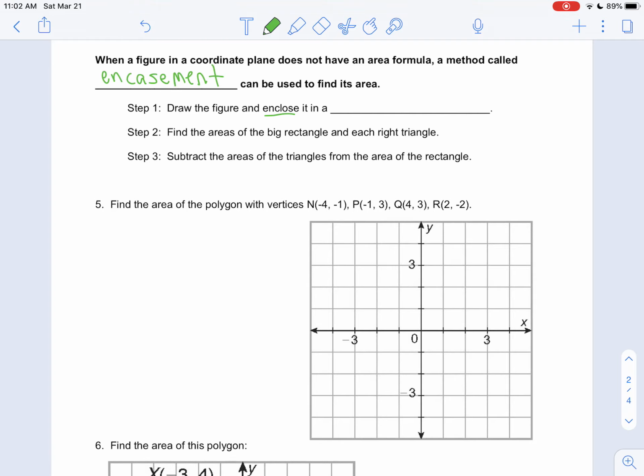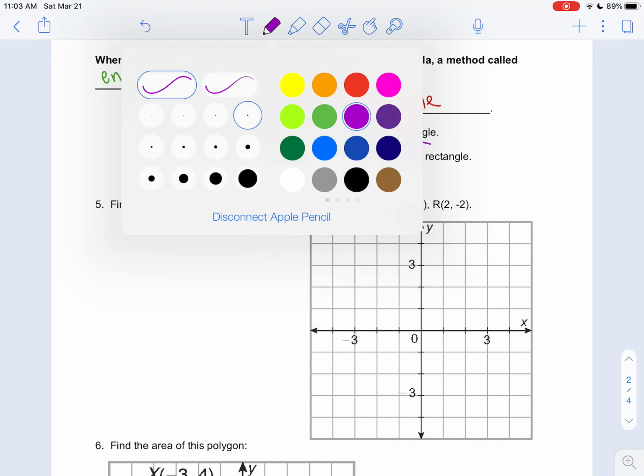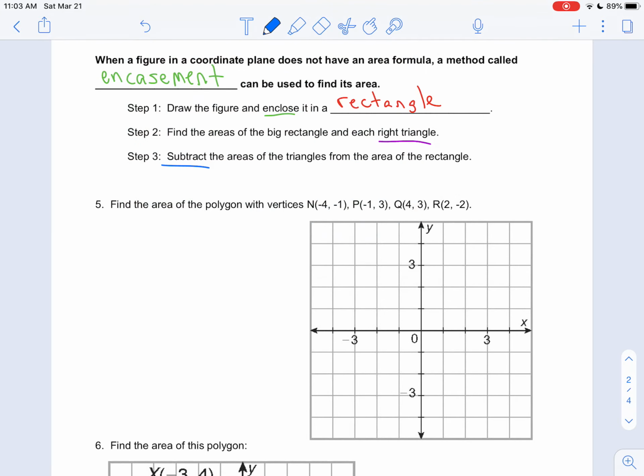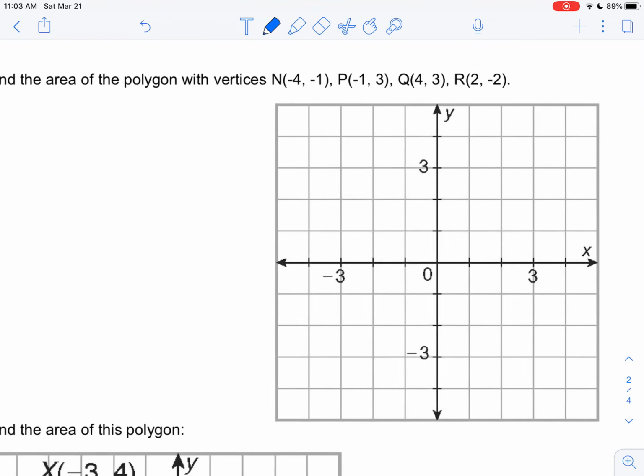So the first thing we're going to do, one of the easiest shapes for you guys to use is a rectangle. So we're going to make sure that we have a rectangle in there. Another easy shape is right triangles because the base and the height are perpendicular. And once we do that, the final step is going to be subtract. I know that doesn't make sense until we go through and use those steps in order. So let's take a look at what we can do.